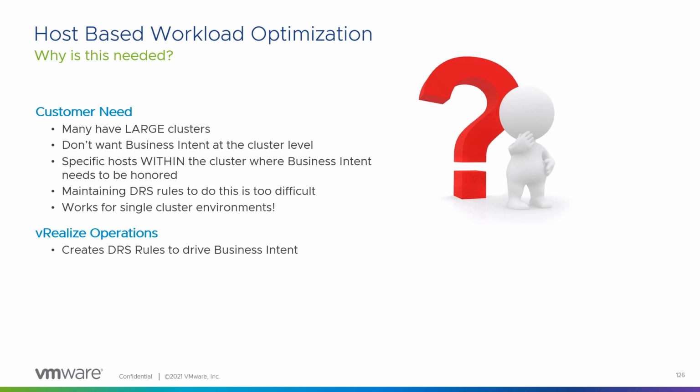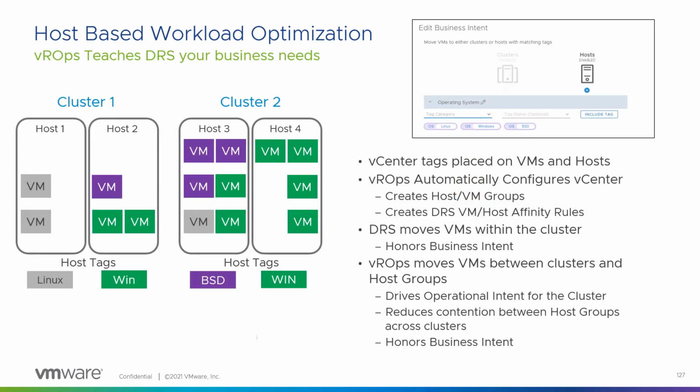So let's see how that kind of works. So you still start with vCenter tags from a business intent standpoint. The operational intent is the same. You choose balanced, or you choose consolidated, or you just leave it in the middle for moderate. But when you flip over to the business intent, instead of choosing clusters, now there's a new option called hosts, and you're going to enable that there.